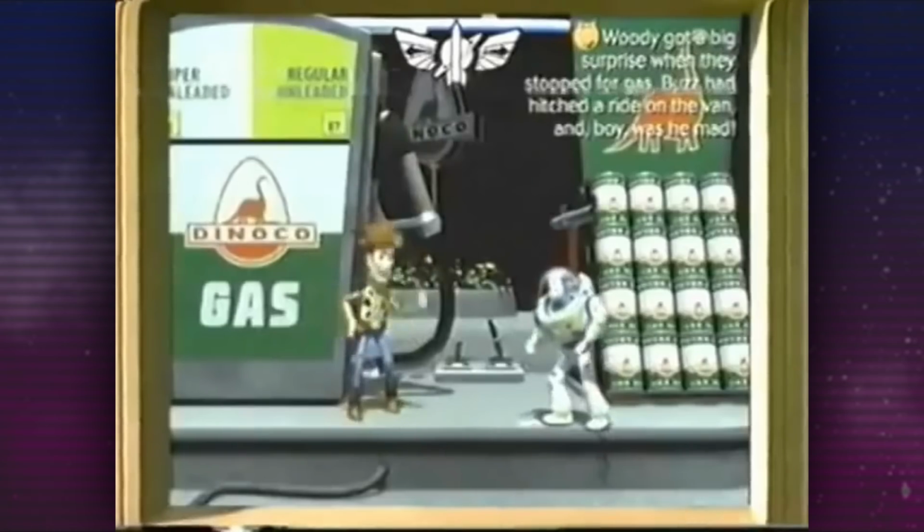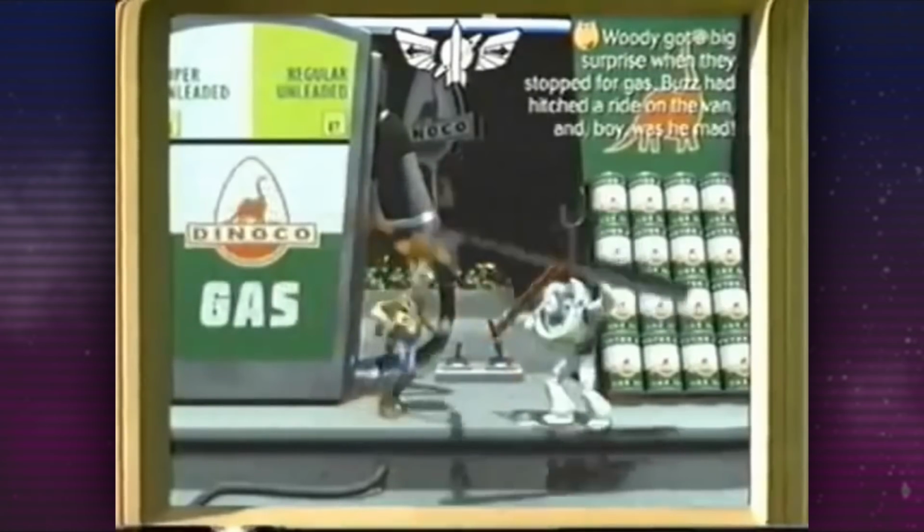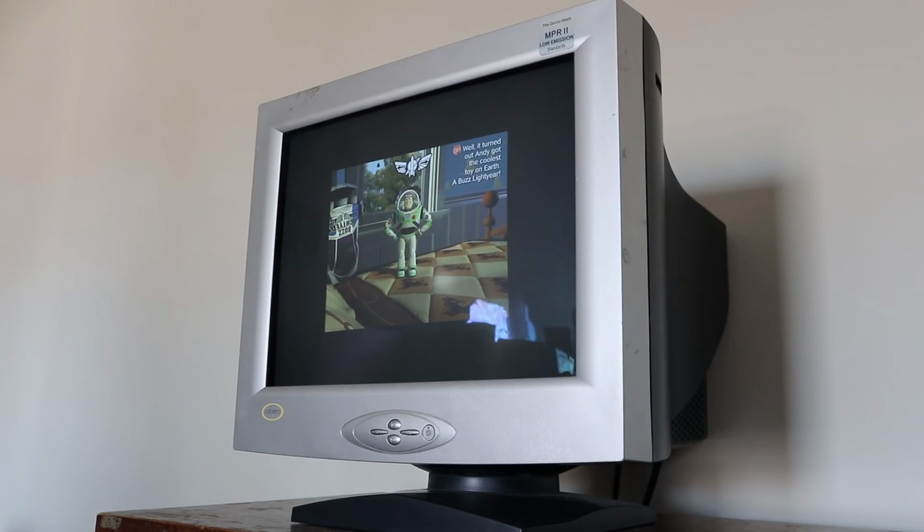With a click of the mouse, you bring the story to life. This is Toy Story's animated storybook.